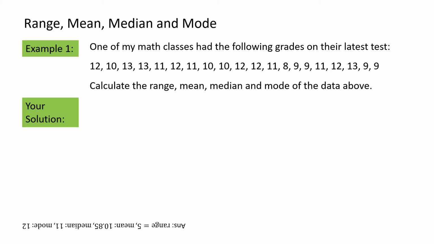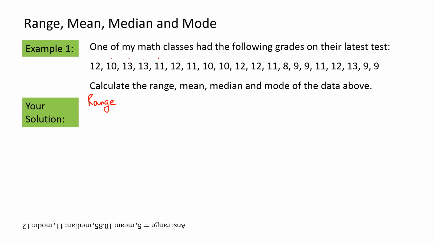Okay? So we'll start with the range. So the range, remember, is your highest value minus your lowest value. So what I like to do for that is scan, okay, from left to right as we start. And as I look for the smallest value, I'll keep going from left to right until I find the smallest one. So we have 12, 10. So 10 is my smallest one that I have.